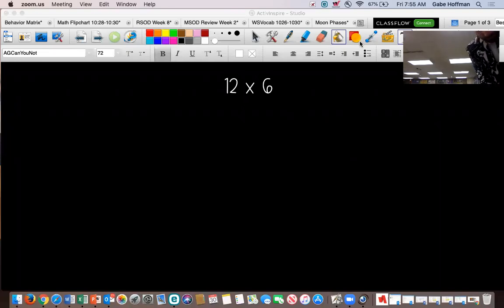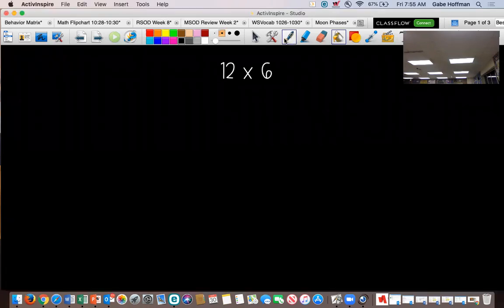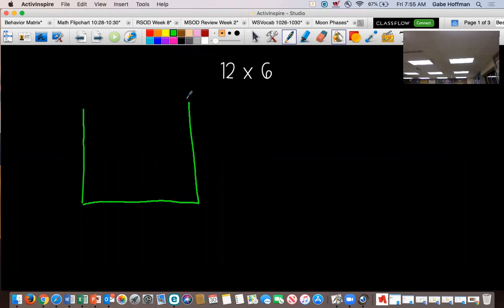If you remember, when we had that lesson, we talked about not making an array where we actually draw in all the dots. We could do that, but that's going to take us a lot of time. We talked about making an array that we can just model 12 times 6. So I'm going to draw that array, and this side is going to be 12 over here, and this side is going to be 6 to show 12 times 6.